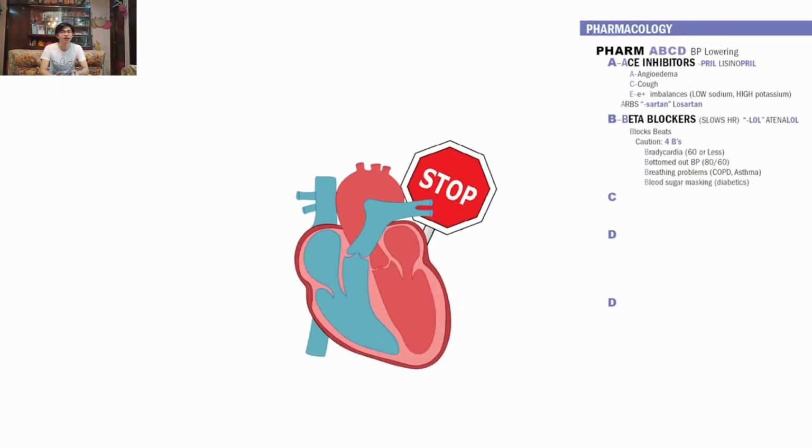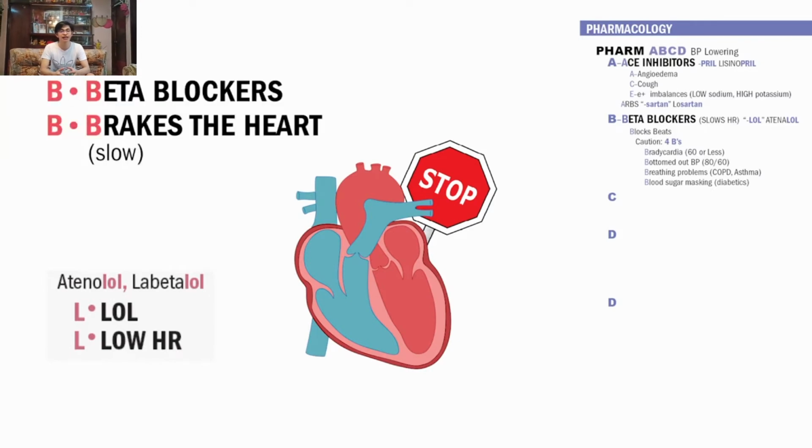B is for beta blockers that slow the heart rate. The drugs end with LOL, like atenolol and labetalol. Just remember that the B in beta blockers are brakes on the heart, and LOL is L, low heart rate.